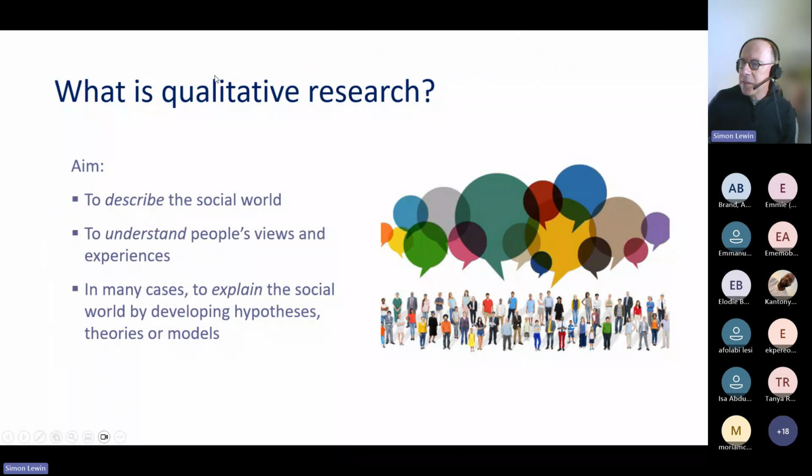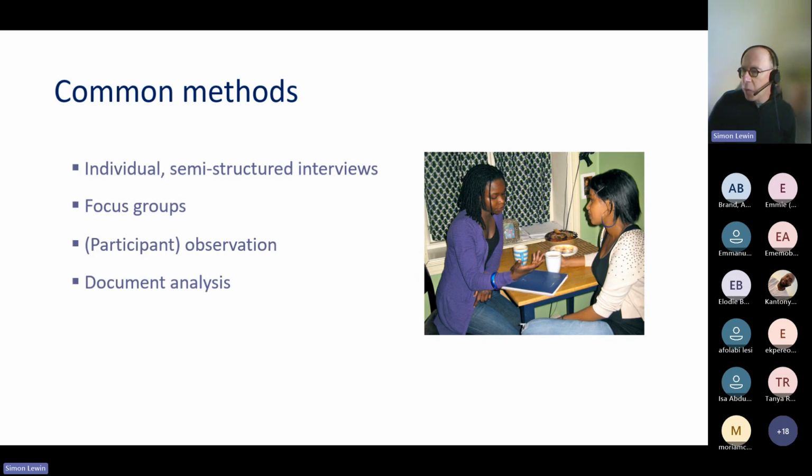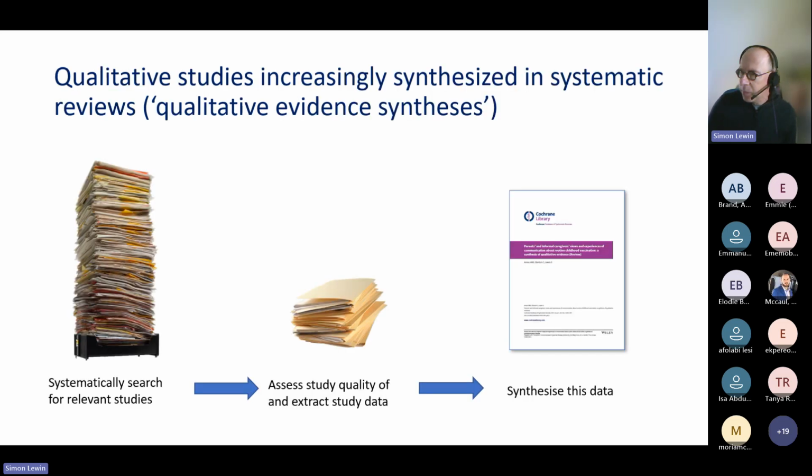Yes. So what is qualitative research? As many of you will be aware, qualitative evidence aims to describe the social world and to understand people's views and experiences of this. That can be patients, service providers, and citizens. And in many cases, we can use qualitative research to explain the social world by developing hypotheses, theories, or models. And all of this can be useful within guideline processes. And of course, you'll be familiar with some of the common methods that we use, interviews, focus groups, different kinds of observation and document analysis.